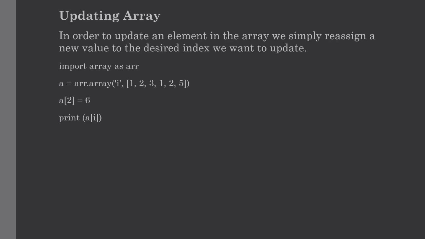Our last topic is how to update elements in an array. So for updating elements of an array, we simply have to reassign a new value to the desired index we want to update. So it is a very simple process. So in this case, we have one array named a, which has 6 integer elements. We have replaced the second index, which is a 3, with a value 6. Let me show you with some example.